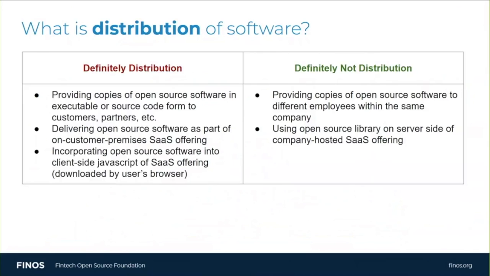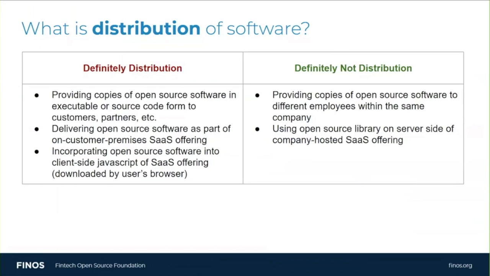What is distribution of software? Again, this is something that is not defined by open source licenses in particular, although some might have specific terms that touch on this or that give a little bit of additional color under those particular licenses. But generally, you have to turn to copyright law to determine what distribution is. And again, though copyright law reserves the exclusive right of distribution to the copyright owner, it does not say what distribution is. So things that are definitely distribution: if you provide a copy of open source software, whether in executable or source code form, to a customer, to a partner that is not part of your company, or any other third party, in a way that's sort of like you're selling a product, it's a sort of public distribution, then you've definitely distributed the software.